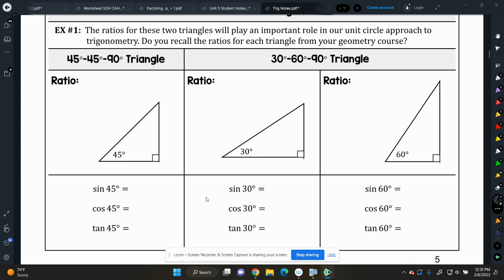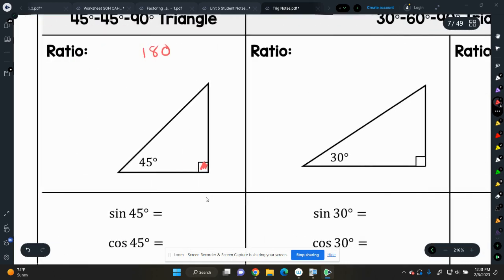So the first one is a 45, 45, 90 triangle. Since a triangle has 180 degrees, and we know that this angle right here is 90 degrees, then the other two have to add up to 90 degrees. Well, one of them is 45, so we know the other one's 45. Hopefully that makes sense.